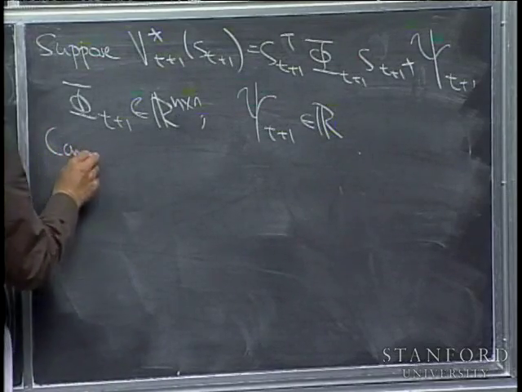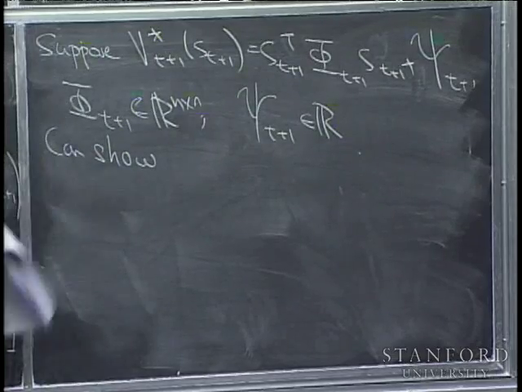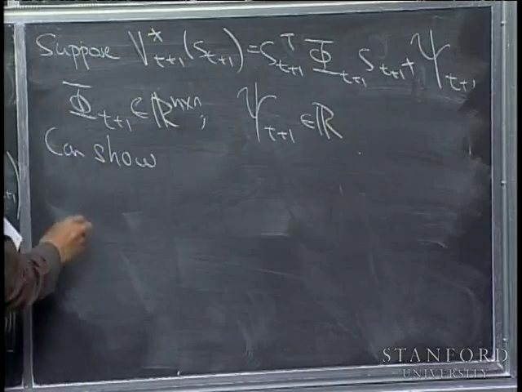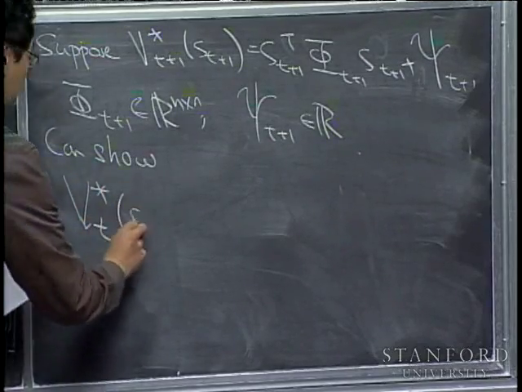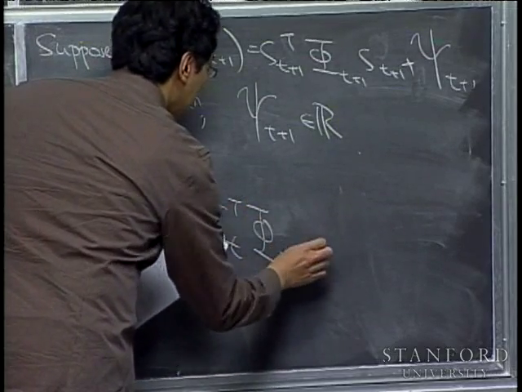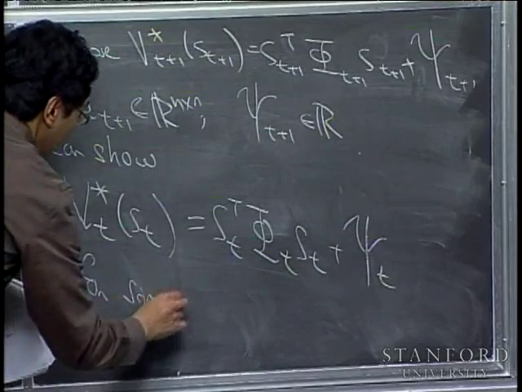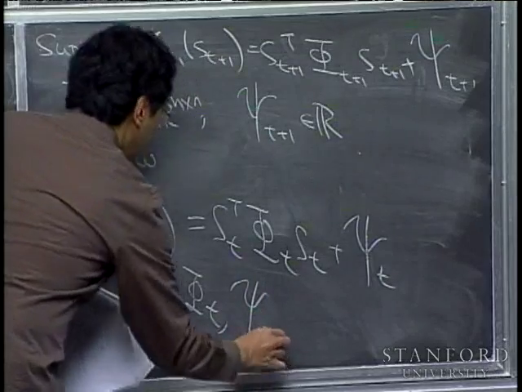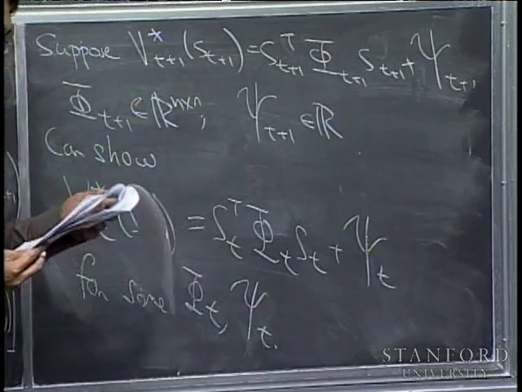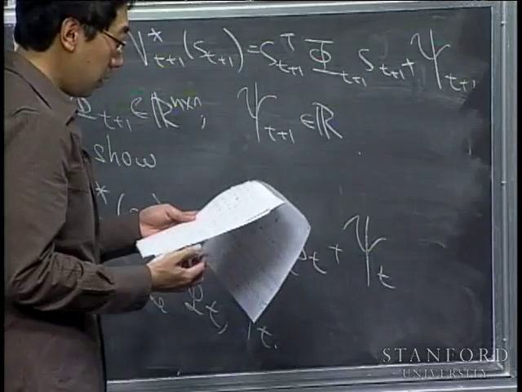We can then show that when you do one dynamic programming step, when you plug this definition of V star t plus 1 into the dynamic programming step in the equation I had just now, you will get that V star t as well will also be a quadratic function of the same form, for some appropriate matrix phi t and some appropriate real number psi of t. And so what you can do is start off the recursion. Does that make sense?